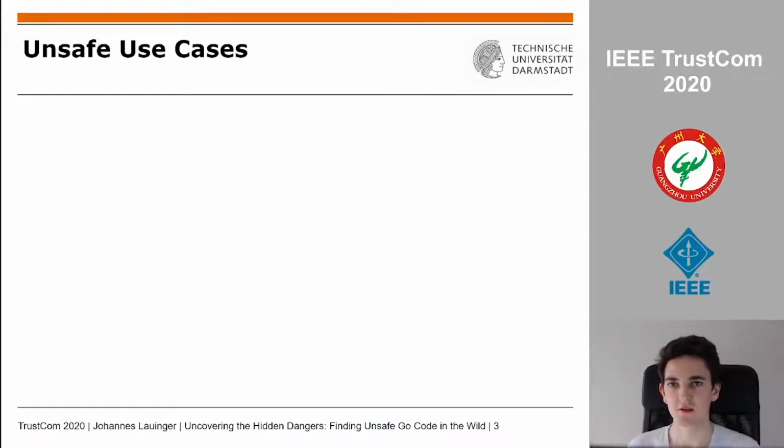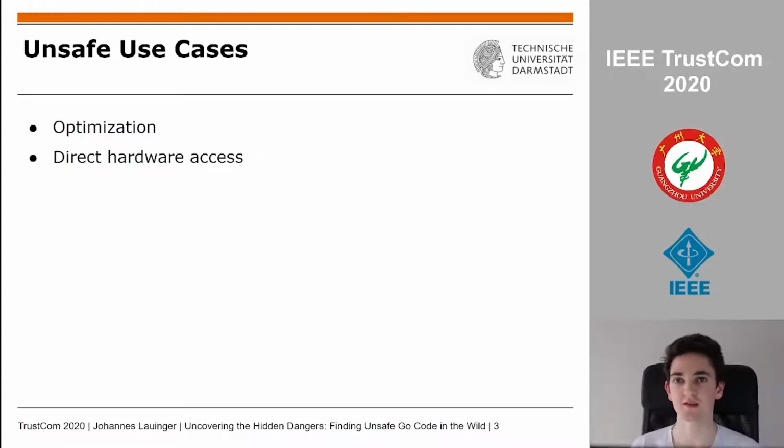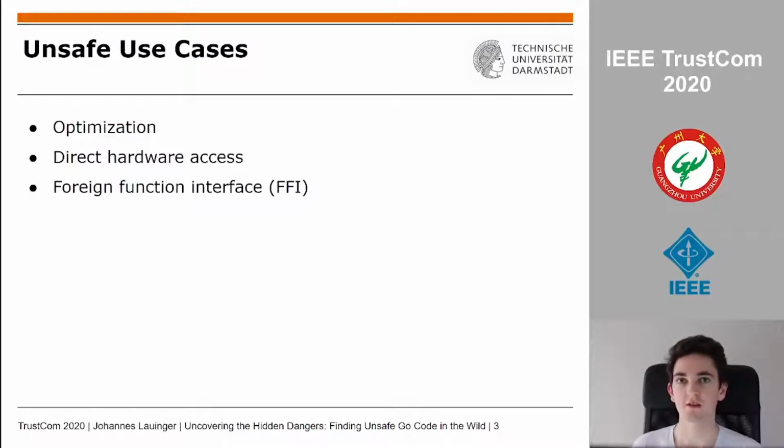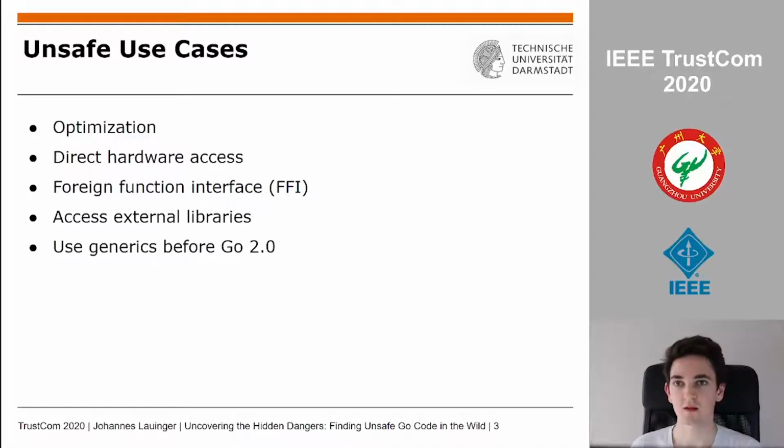These legitimate use cases include, for example, code optimization, such as when we want to reuse memory without any reallocations. Further, direct hardware access, like when building a device driver. Accessing foreign functions written in C code or other external libraries may also need unsafe. And then lastly, unsafe allows to achieve features that the language does not have, or at least not yet. For example, Go does not have generic support, at least before version 2. But with unsafe it is possible to achieve this generic functionality.